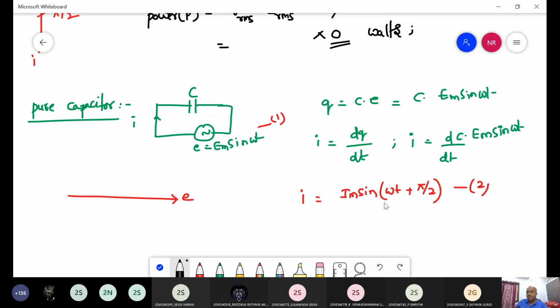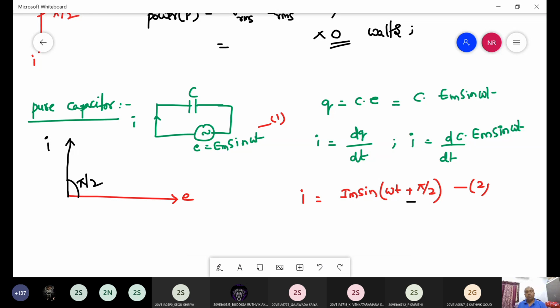Here, this plus sign indicates that it is leading, right? How much is it leading? It is pi by 2. How much angle? That is pi by 2. So here the current I angle is pi by 2. This is how things happen in that.